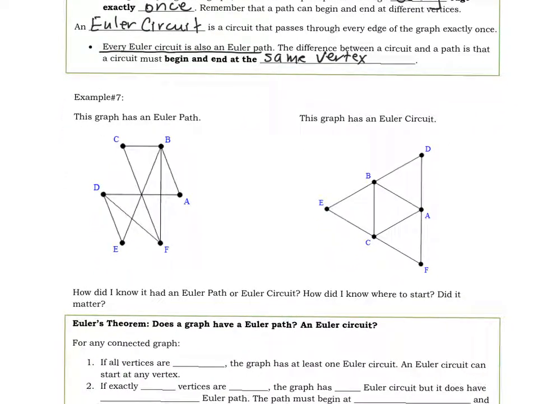So in example 7, I wanted to show you that this particular graph has an Euler path, and I'm going to start at vertex D. And I'm going to take the following route. My first edge is DA, so I'm going to go from D to A, and then A to B. The reason I'm marking these is so you can see I've used every edge. And then B to C. Then I'm going to go from C to F. And then from F back to D.